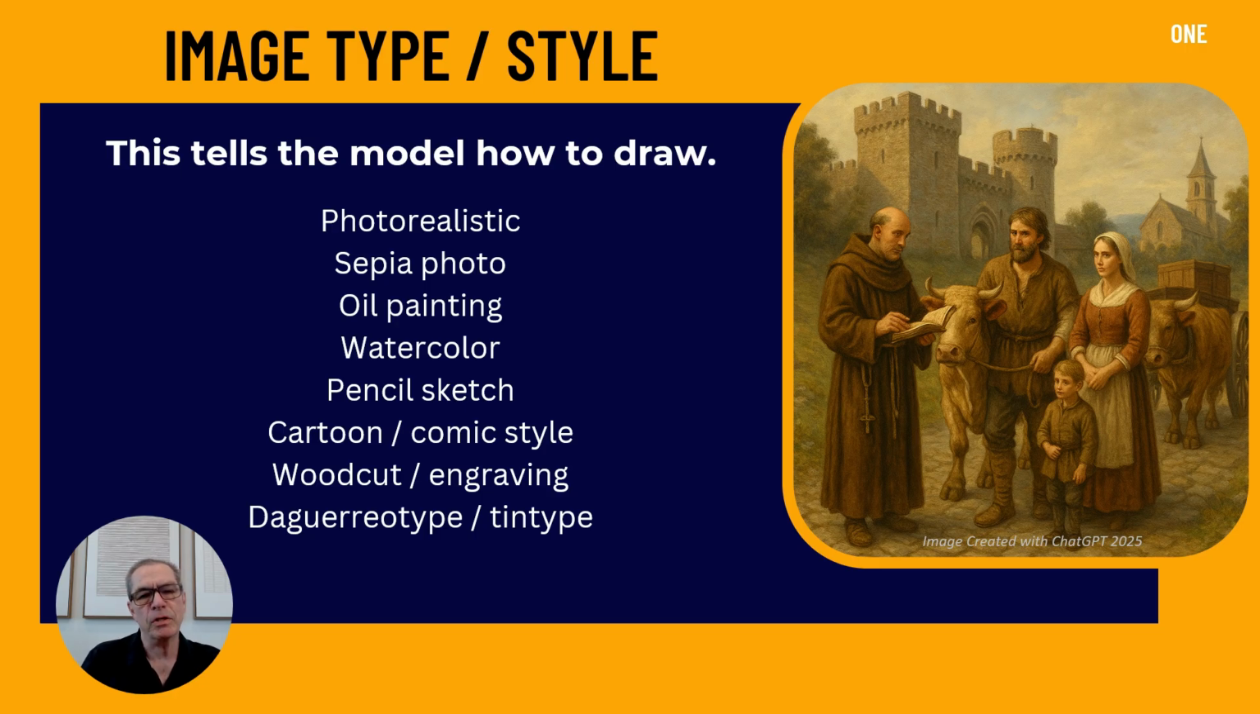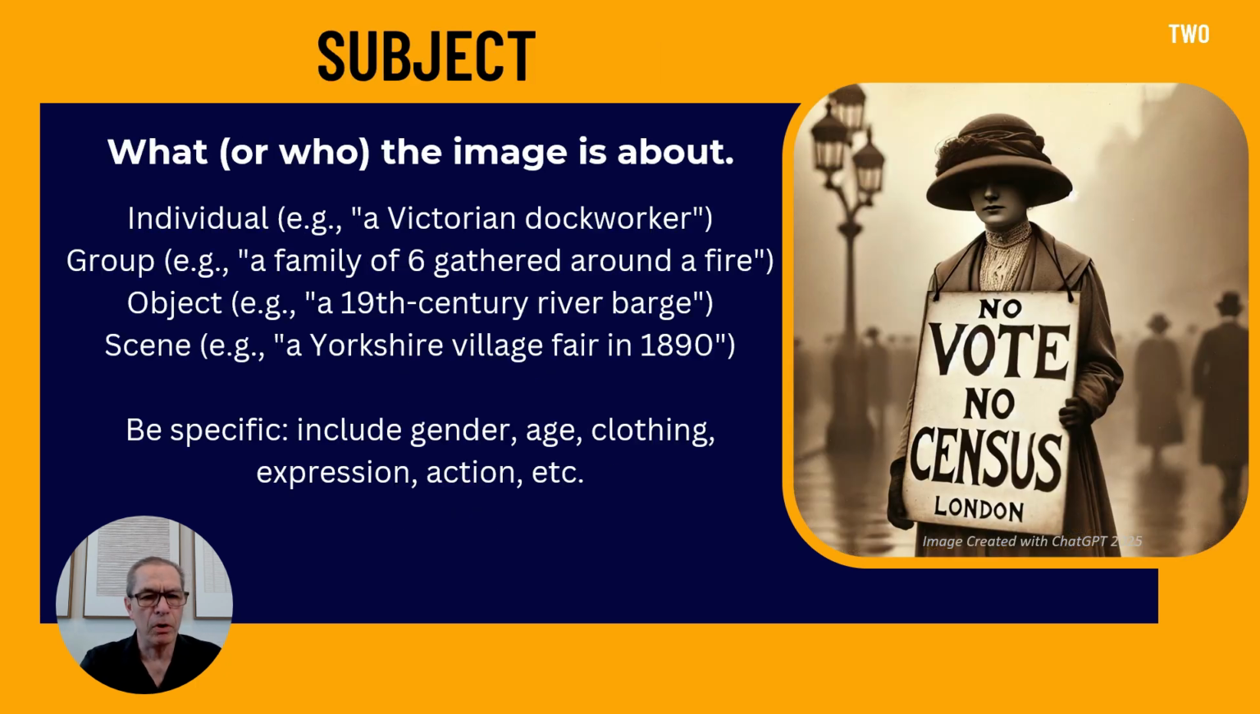So what's the image? Is it photorealistic? Is it an oil painting? Is it a cartoon? So we can use that as a starting point. This tells the model how to draw. And then what's the subject? Who or what is the image about? Is it a group? Is it countryside? Is it a family? So we can start there with what's the subject, and we need to be specific. You know, what's the gender, what's the age, how do we want them dressed, what kind of actions we need within the image itself. And if you notice on this presentation, each of these images are labeled that are being created with ChatGPT as we go through.